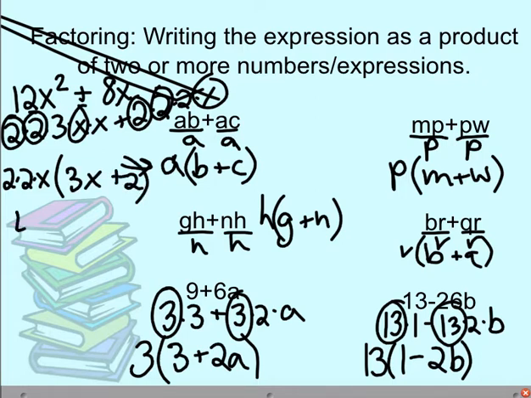And we could simplify the outside to say we have a 4x times 3x plus 2. So use either of these methods, whether you're dividing out that greatest common factor or putting it in its prime factorization and seeing what we can pull out. Either way will help you factor.